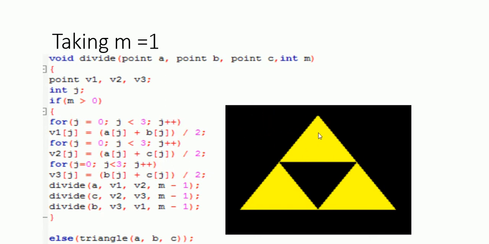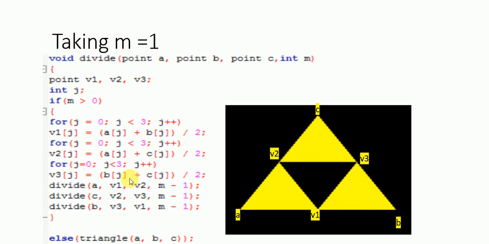Let us see. If M is equal to 1, you get, this is not a tetrahedron, the triangle with Sierpinski's triangle. So here, first the A value is taken, B value is taken. Now A and B are divided to get V1. And next C is taken, and A and C are divided to get V2. Then B and C are divided to get V3.